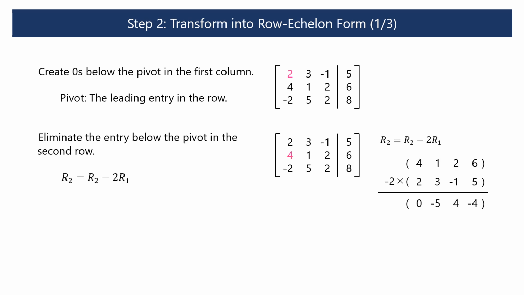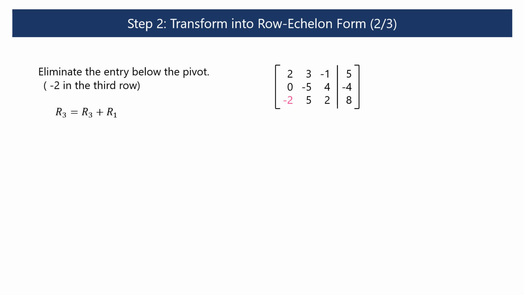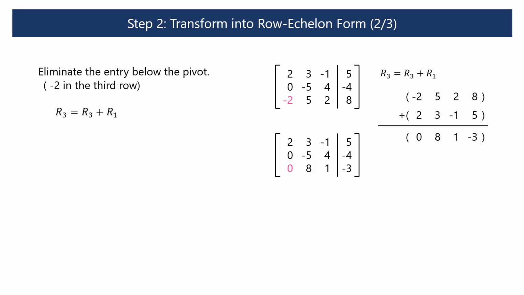So, let's eliminate the entry below the pivot, that is, 4 in the second row. Subtract 2 times the first row from the second row to create a 0. This operation results in this matrix. Next, eliminate the entry below the pivot, that is, -2 in the third row. By adding the first row to the third row, we can create a 0. This operation results in this matrix.